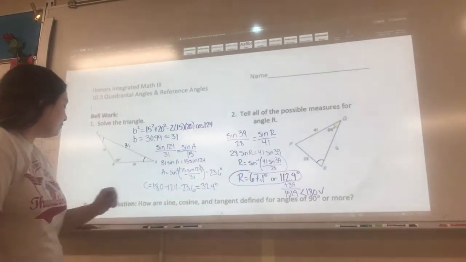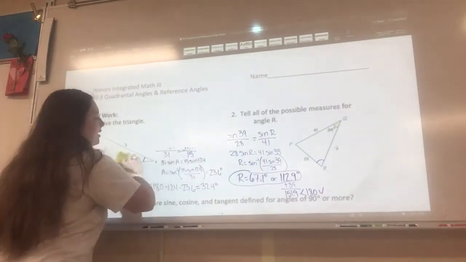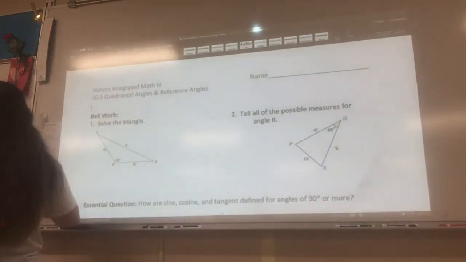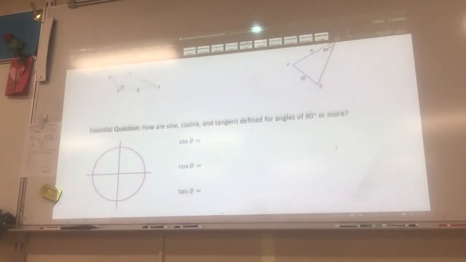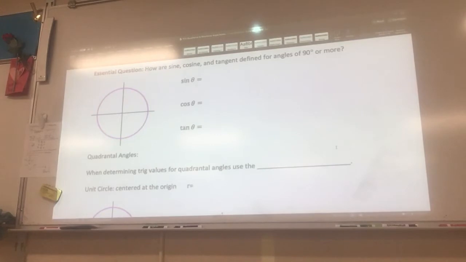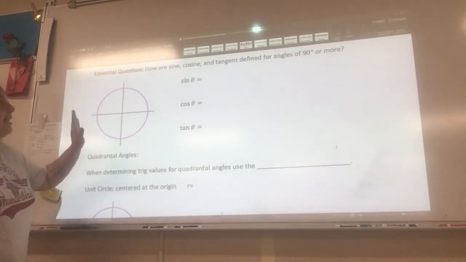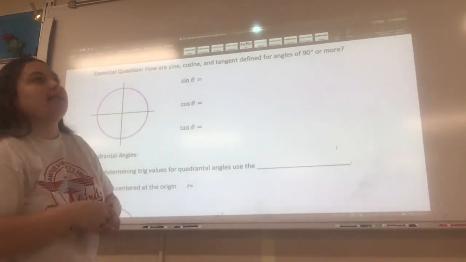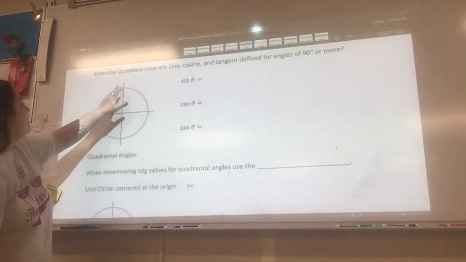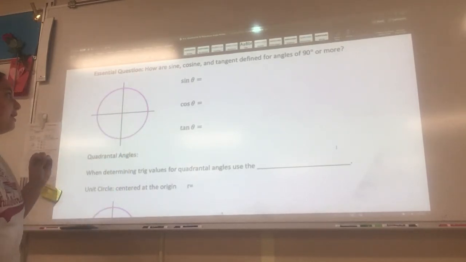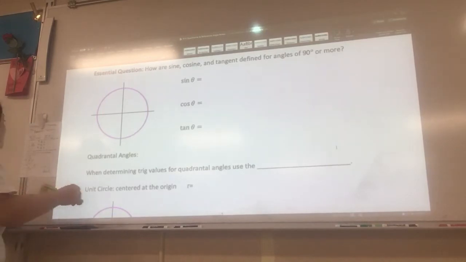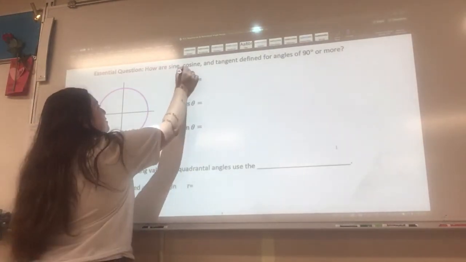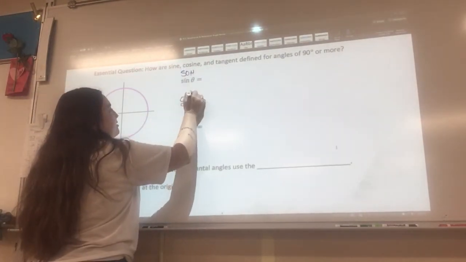So getting into the lesson for today, our essential question is how are sine, cosine, and tangent defined for angles of 90 degrees or more? So we're looking at a circle now, and we're looking for when the angles are 90 or more, as in the actual points of them, and we're looking for what those mean. So our first thing is to remember what sine, cosine, and tangent mean. It means SOH CAH TOA.